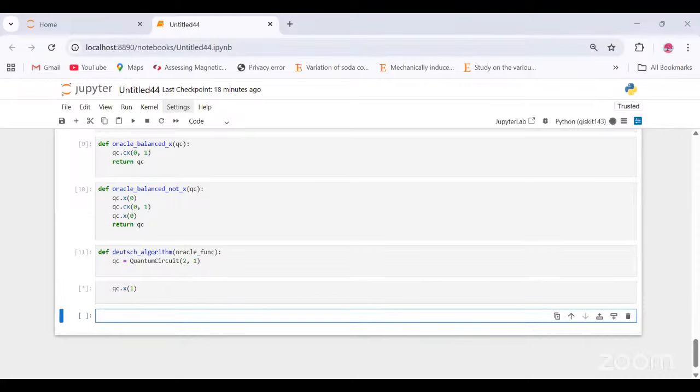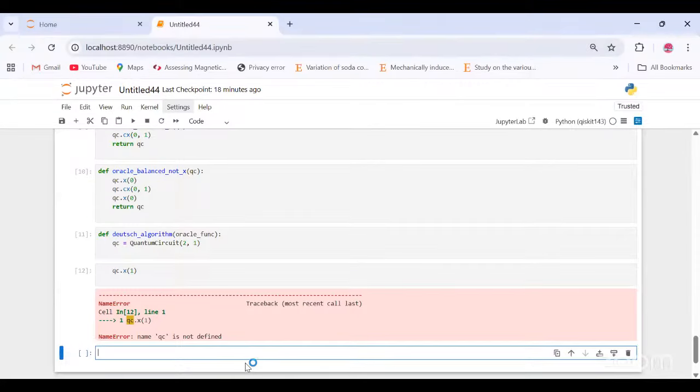Now applying the Hadamard gate. What is this? QC is not defined. One minute. And how is this now? Okay, one minute.